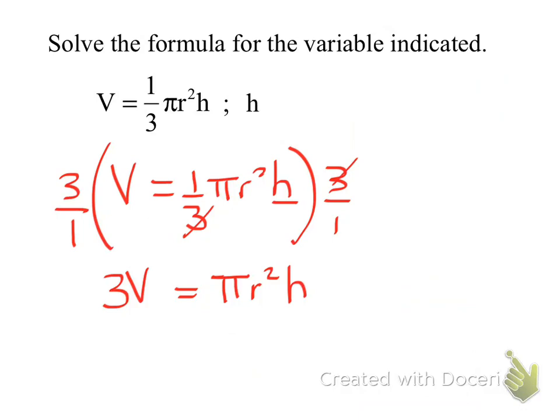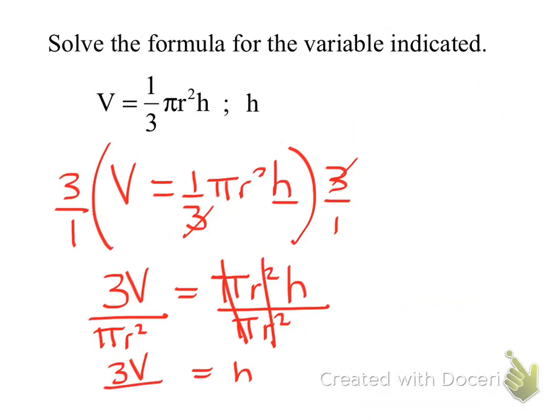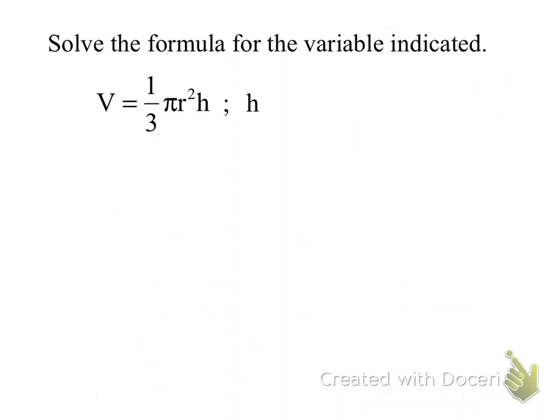Next, what am I doing? Kate. But I can get rid of it all at once. Pi r squared by pi r squared. Cancel, cancel, h is all alone. Now h is given in terms of volume over pi r squared. Okay, questions? You guys getting it? Okay, next. I think that's the last one I want to do here.